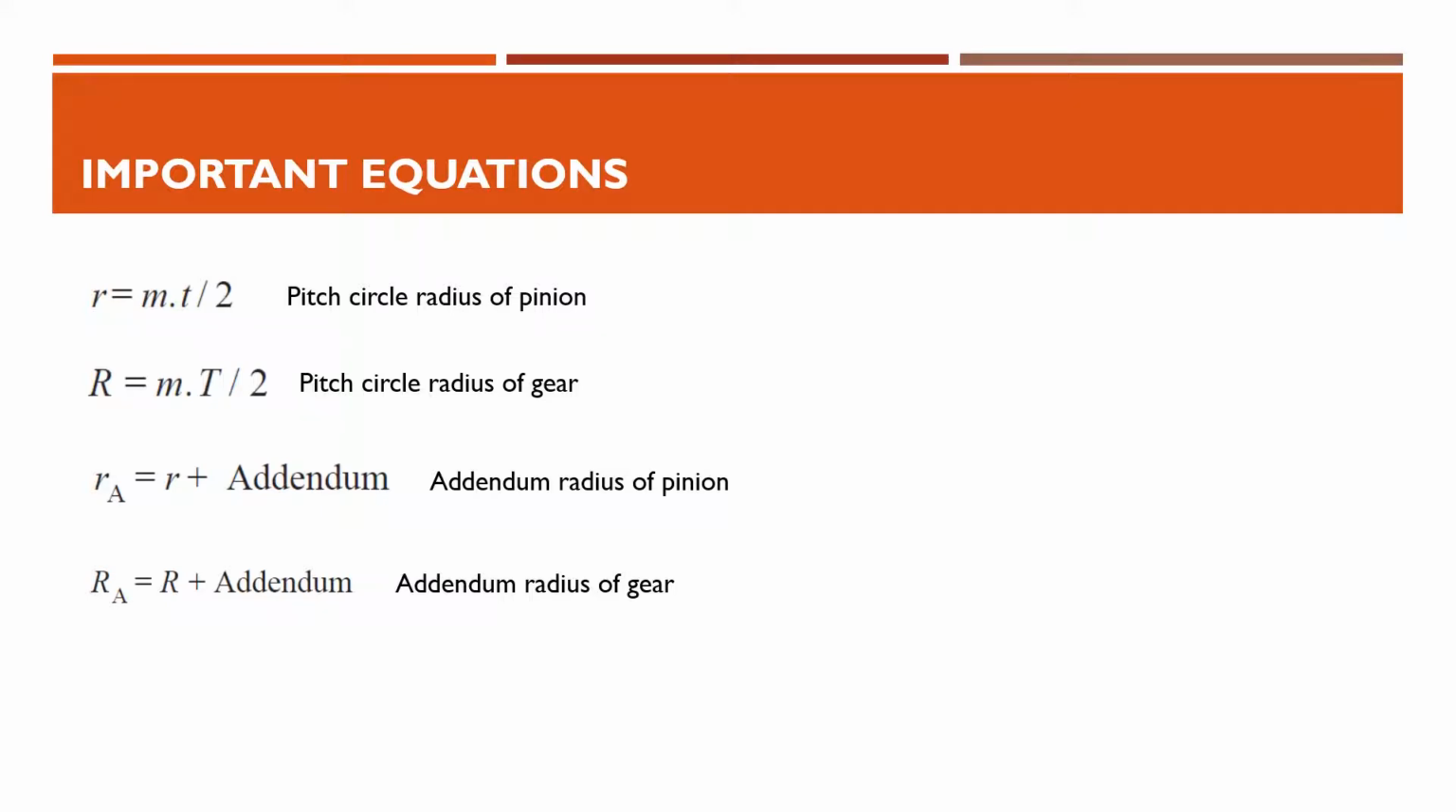Then the addendum radius of the pinion, that also we need to find out for solving the problem. Ra is the addendum radius for the pinion, capital Ra is the addendum radius for the gear. So, addendum radius for the pinion is equal to r plus addendum, and capital Ra is equal to capital R plus addendum. Similarly, if dedendum is given, then the dedendum radius is R minus dedendum.